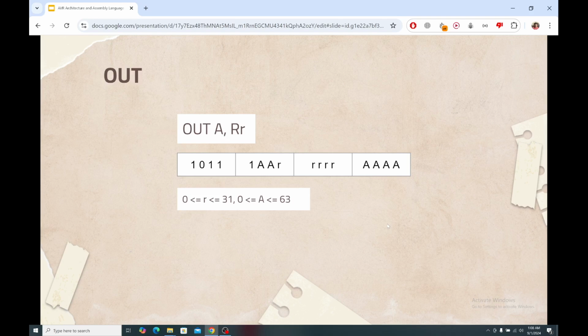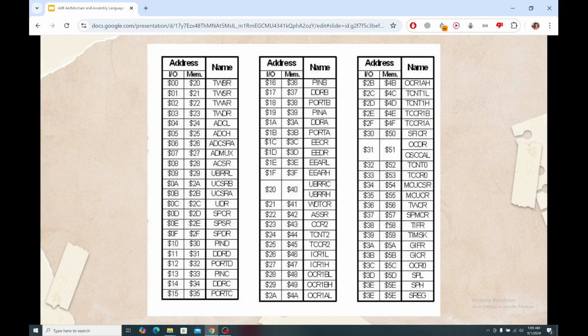So the next instruction is out. It stores the content of a general purpose register to an IO register. Like the in instruction, it can access the first 64 IO registers, and it can access all 32 general purpose registers. So here are the IO registers with their memory address and IO address.